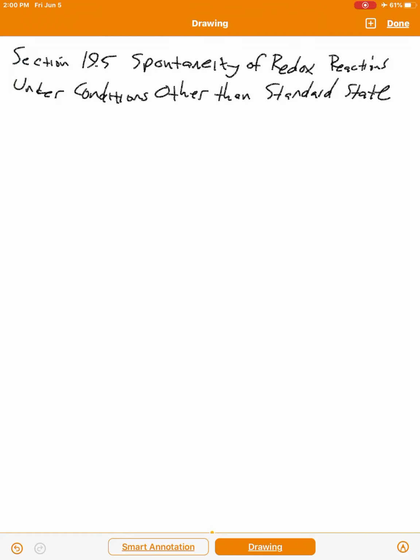Okay, section 19.5, spontaneity of redox reactions under conditions other than standard state. So let's consider a redox reaction, a generic form, A plus B, in equilibrium with C and D. And if you recall, the free energy change for non-standard conditions is the standard free energy change plus a correction factor, RT ln Q, right?